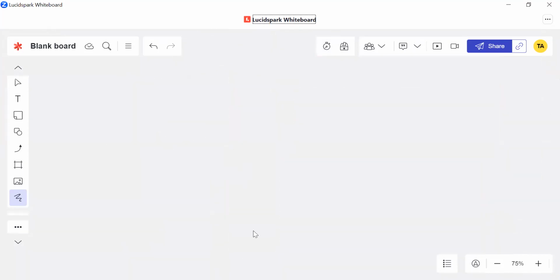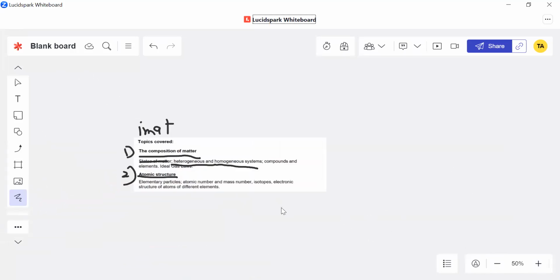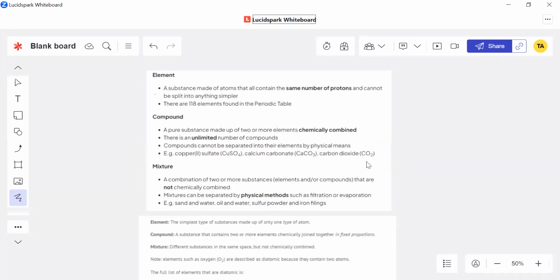So let me go back to this syllabus. Yeah, so I'm done with states of matter, heterogeneous and homogeneous systems. Now let's go on to compounds and elements. What is an element? An element is a substance made of atoms that contain the same number of protons and cannot be split into anything simpler. So an element is basically the building block. It can't be broken down any further.